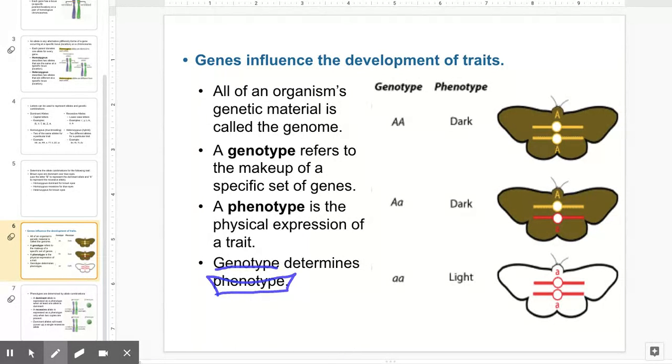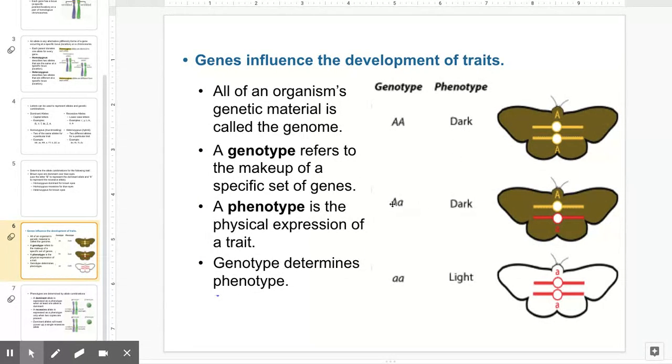Sorry, I kind of X'd out that. I didn't mean to X it out. I meant to more highlight it. So genotype determines phenotype. So here we have a genotype capital A, capital A. We can see in our moths here two capital letters, that moth is dark in color. So the genotype is the letters, the phenotype is how the moth looks or its traits.